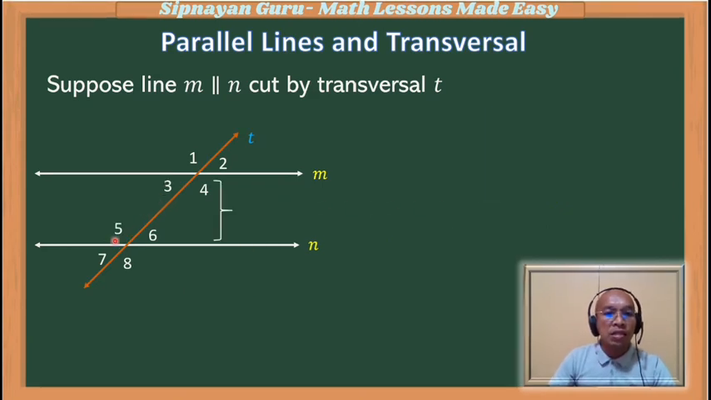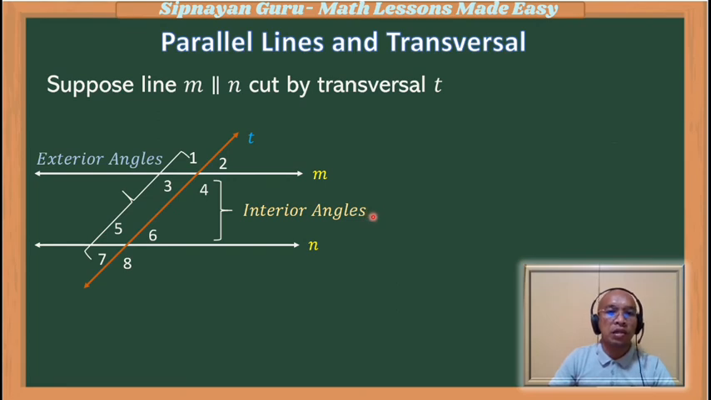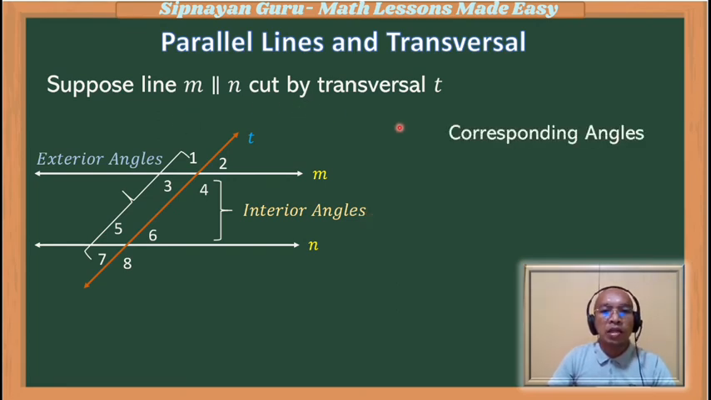The angles inside, angles 3, 4, 5, and 6, we call interior angles. Outside, of course, these are the exterior angles. When two parallel lines are cut by a transversal, we can name different types of angle pairs. First is the corresponding angles. So angle 1 and angle 5 are corresponding.